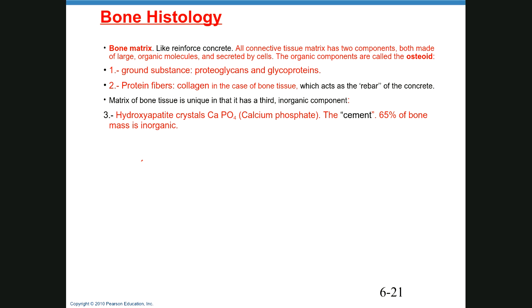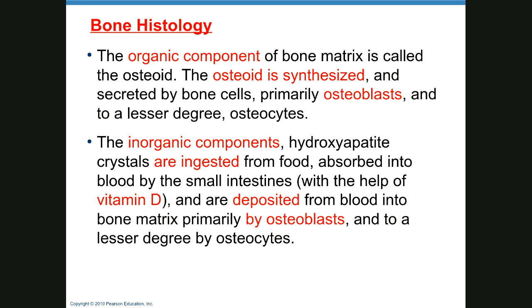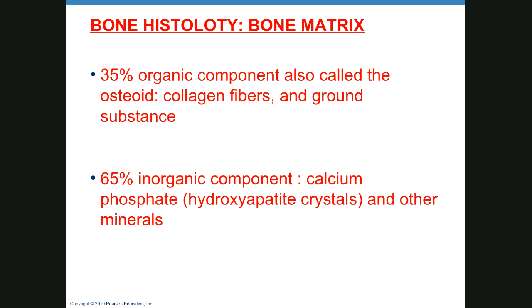Here's the inorganic component, the calcium phosphate hydroxyapatite crystals, which actually make up most of the bone matrix, 65% of the bone matrix. The organic component right here is called the osteoid and is made of the ground substance and the protein collagen fibers. So the organic components, which is the osteoid, are synthesized by osteoblasts. The inorganic component is ingested from food with the help of vitamin D, deposited into the blood, from the blood into the bones, and the osteoblast helps in processing this inorganic component into the bone. So again, 65% of bone matrix is going to be inorganic, 35% organic.